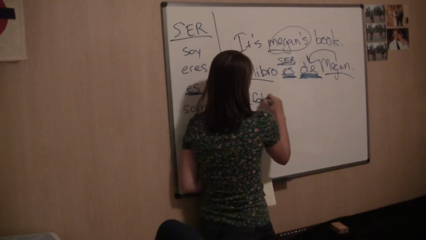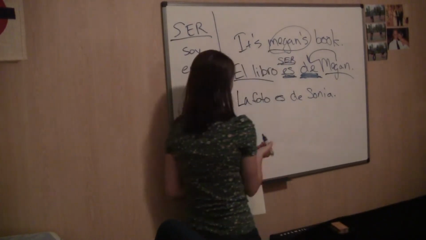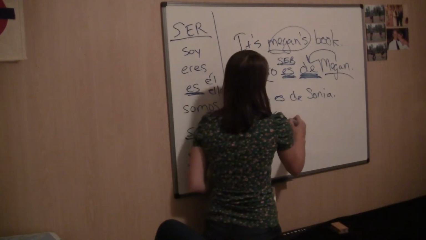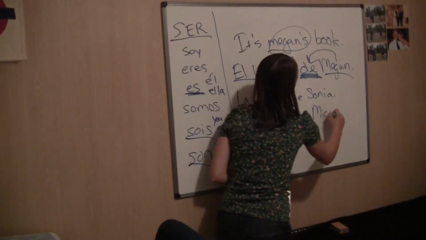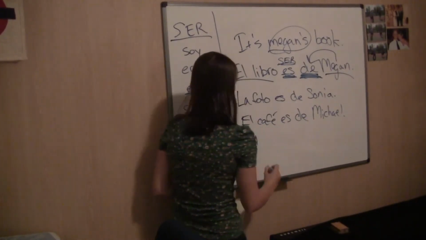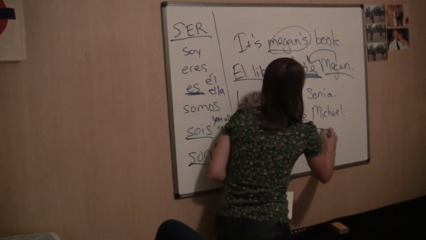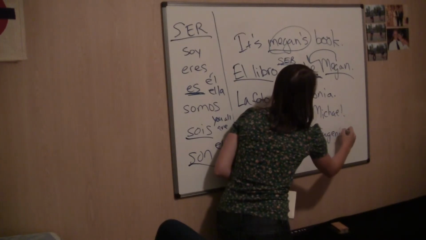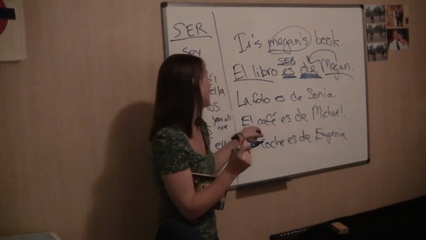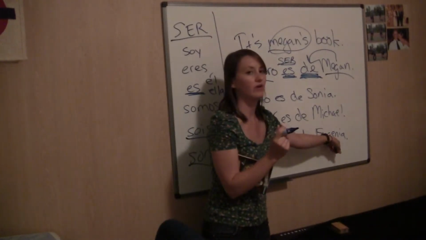La foto es de Sonia. Okay? El café es de Michael. El coche es de Eugenia. Right? La foto, the photo is of Sonia. The coffee is of Michael. The car is of Eugenia, right?